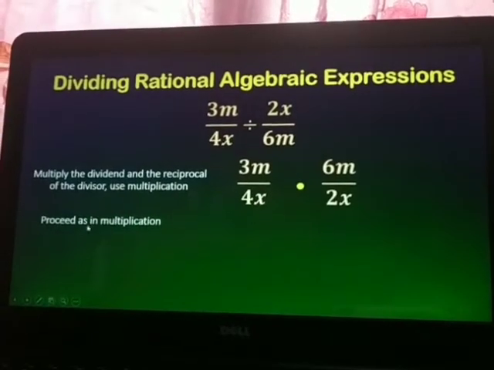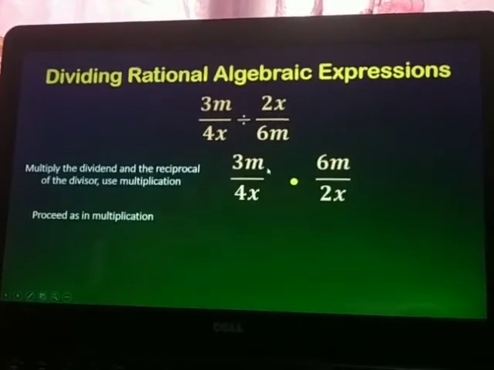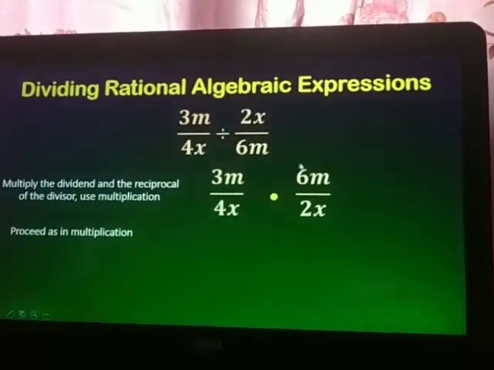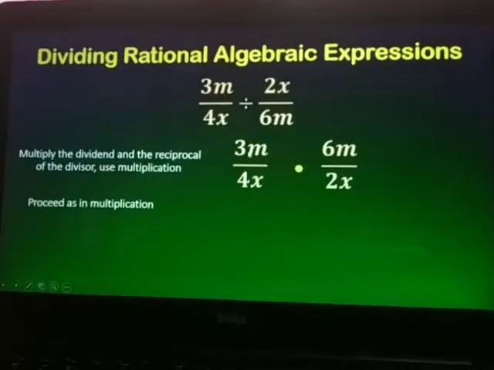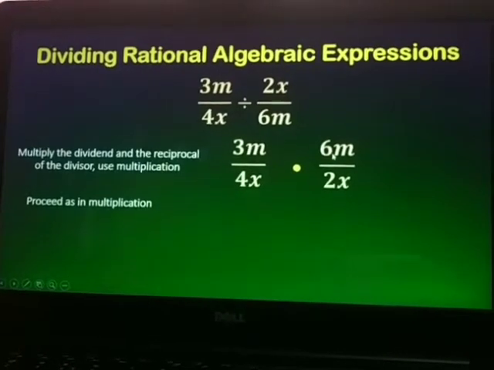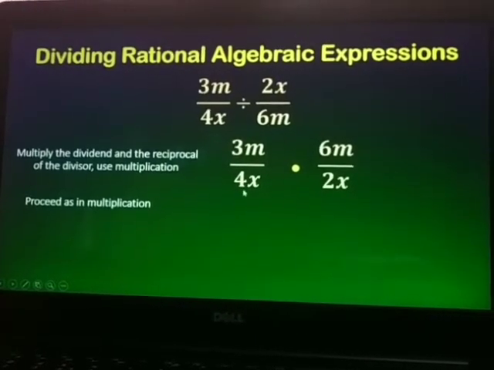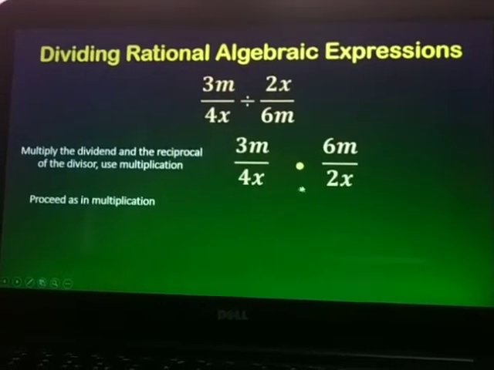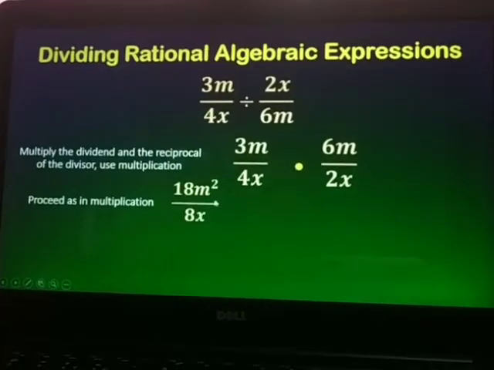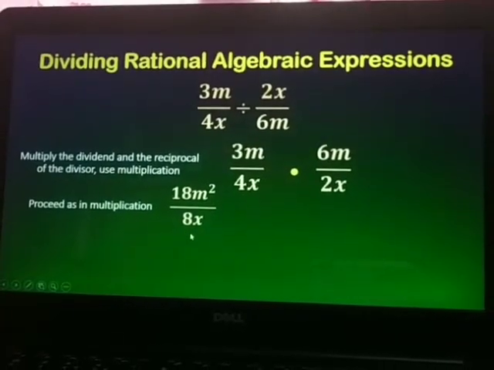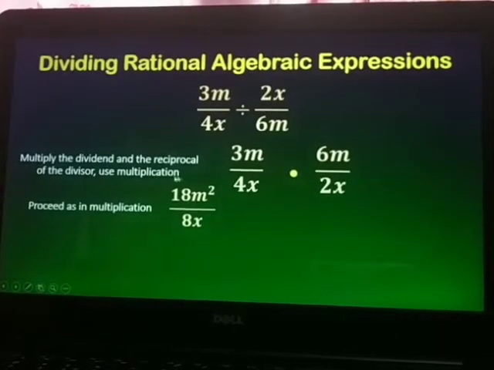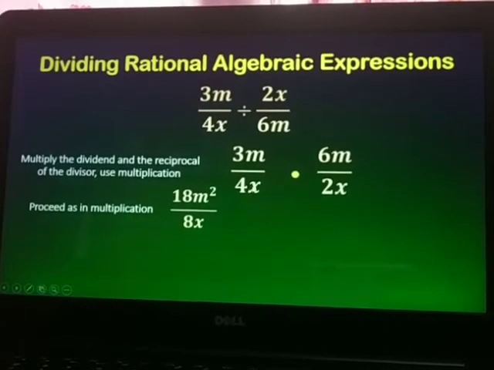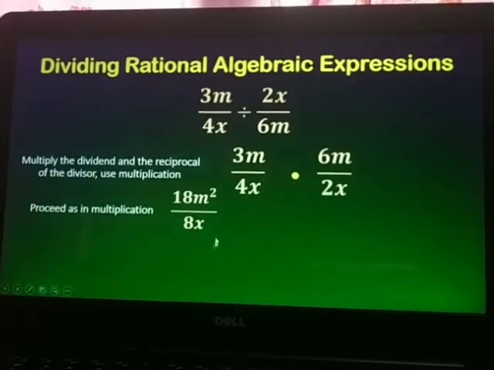Next, proceed as in multiplication. Let's multiply the numerator to the numerator, denominator to denominator. 3m times 6m, and then 4x times 2x. The answer is 18m squared over 8x. Let's review. 3m times 6m, that's 18m squared. 4x times 2x, that's 8x.